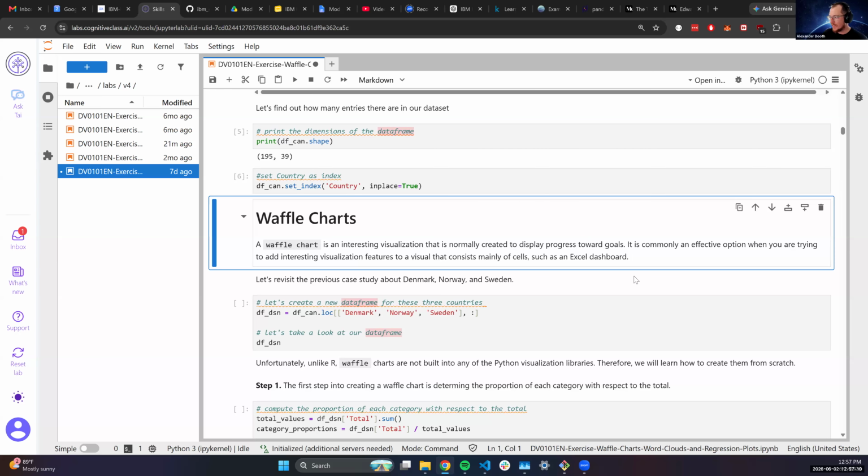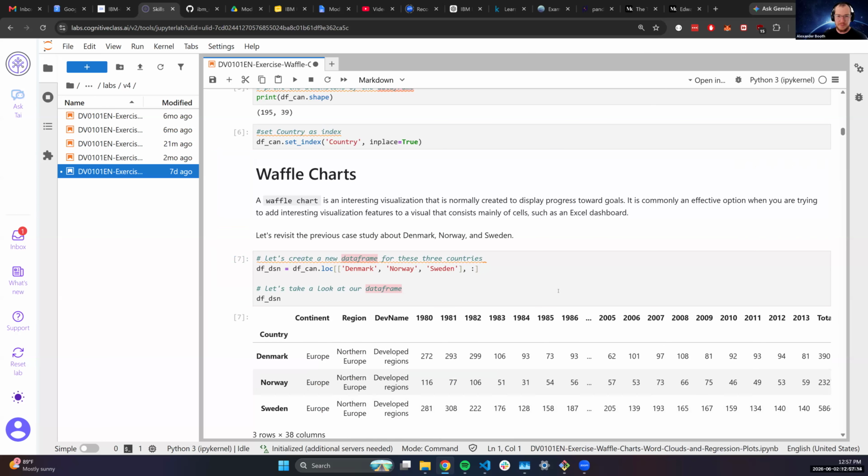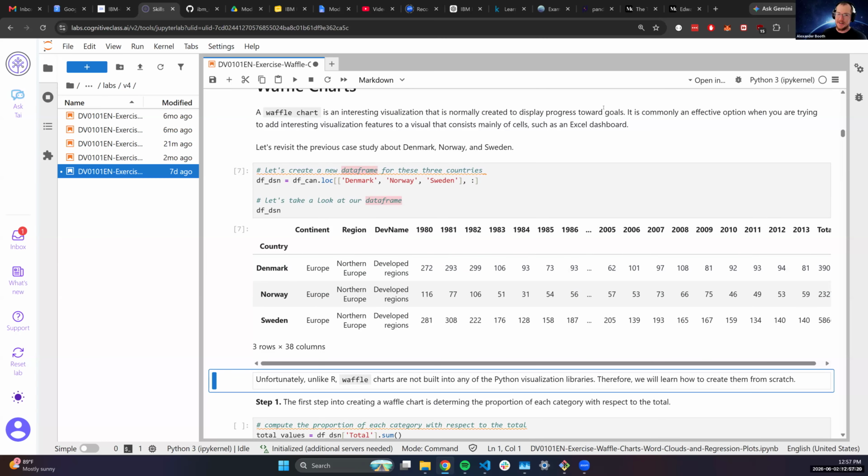It can also show progress towards a goal, which I think is good for proportional or percentage-based data viz. Same idea, right? If I'm 40 out of 100, 40% of the way to my goal, we're going to shade in 40% of the squares.